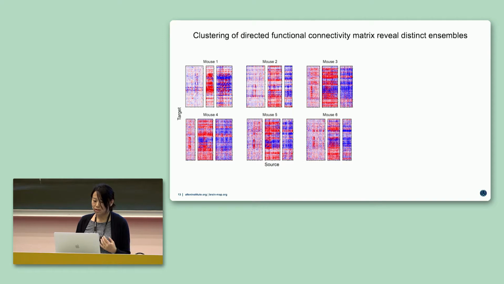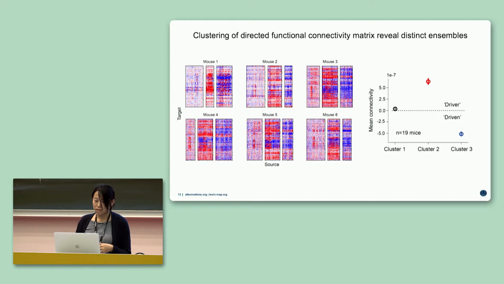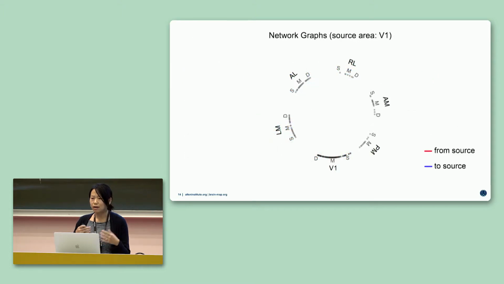Here I'm showing 6 more examples showing the separation of 3 clusters. And I quantified the total connectivity in each cluster. Here I'm showing, in total we have 19 mice. So basically in cluster 1, you see mostly very weak connection. In cluster 2, you see significant positive connection to the network, and in cluster 3 you see significant negative connection. From now on, I'm going to ignore cluster 1 and call cluster 2 driver neurons and cluster 3 driven neurons.